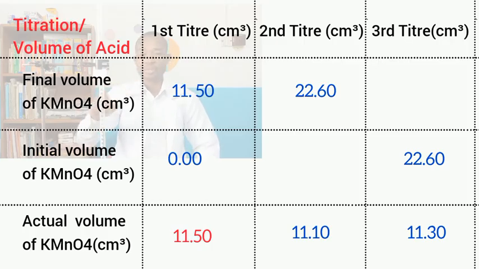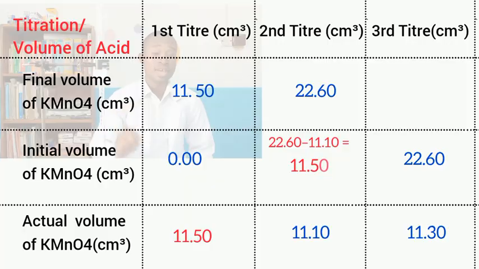So initial volume would now be final volume minus the actual volume of KMnO4 used. Using the values given to us, final volume 22.60, actual volume 11.10. So if we work on 22.60 minus 11.10, we are going to get 11.50 as the initial volume of potassium manganate used for the second experiment.